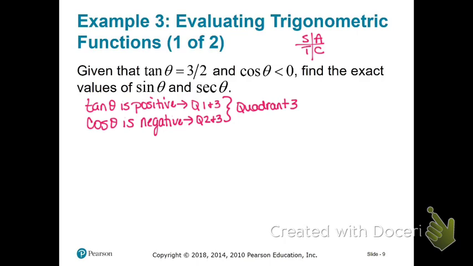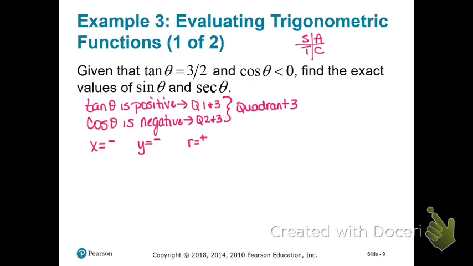Now, before we even get going on the rest of it, what do we know about x in quadrant 3? Is it positive or negative? Okay, what about y in quadrant 3? And what about r in quadrant 3? It's always positive.